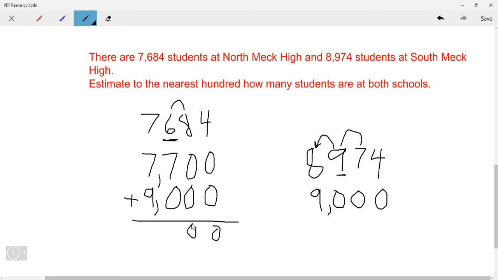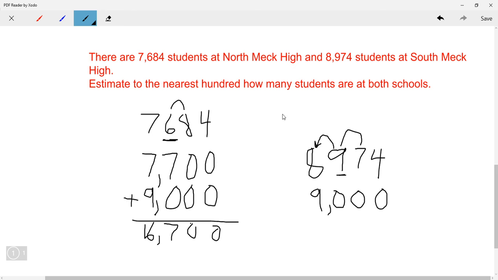But right now, we're just adding these numbers up, and it would be 16,700. Okay, so that is what it would be to the nearest 100, estimated to the nearest 100.